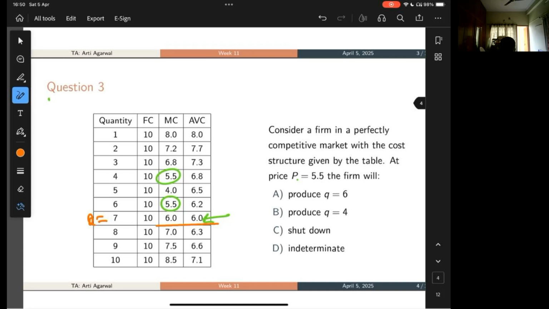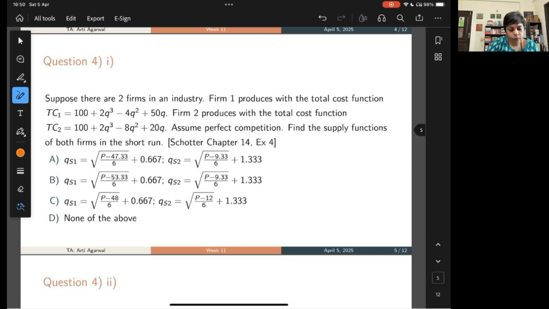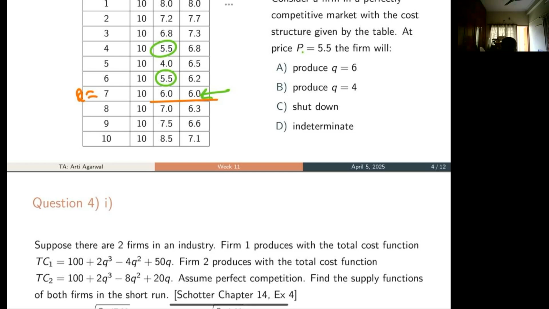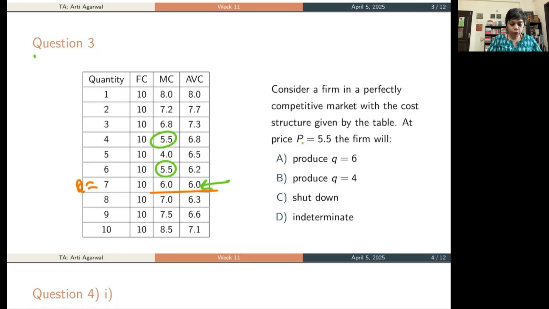Yes, ma'am. Okay. So let's go to the next question. Madam, does it mean that the firm will just shut down without producing anything? Yes, it means that the firm will shut down. The firm will not produce anything. Okay, let's go to the next question.